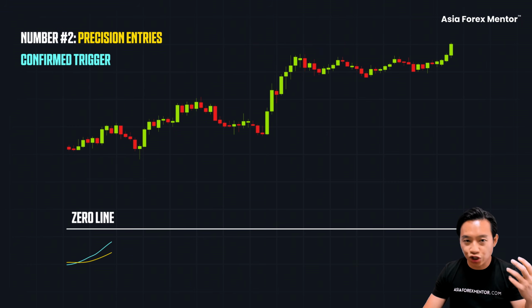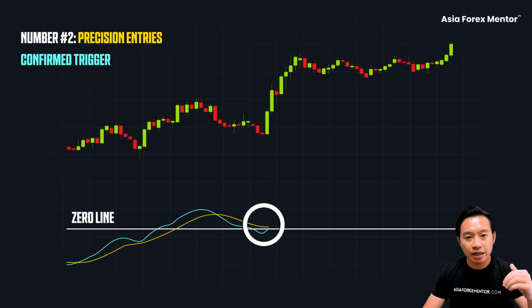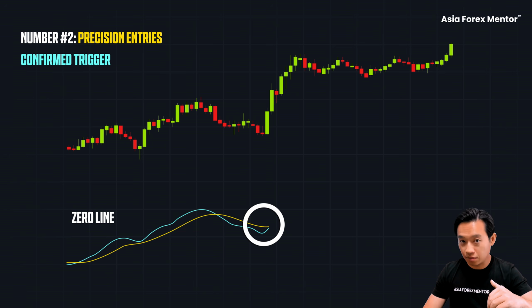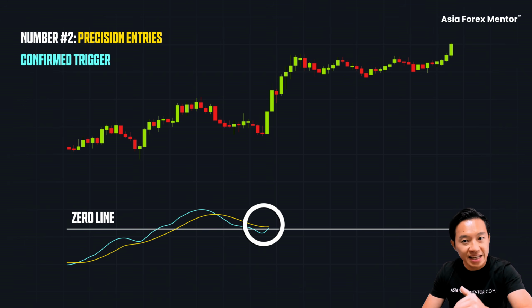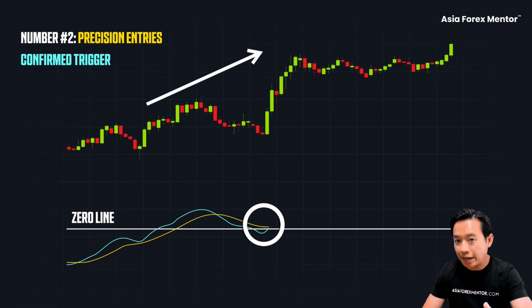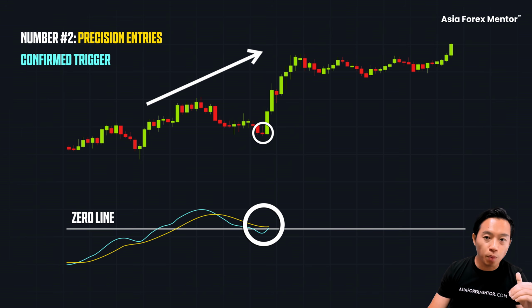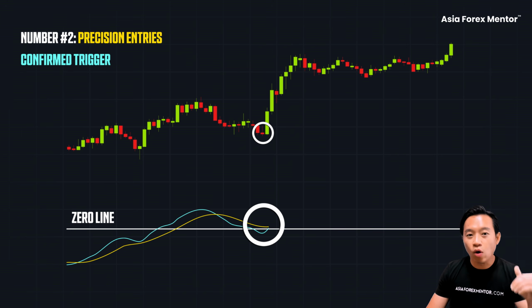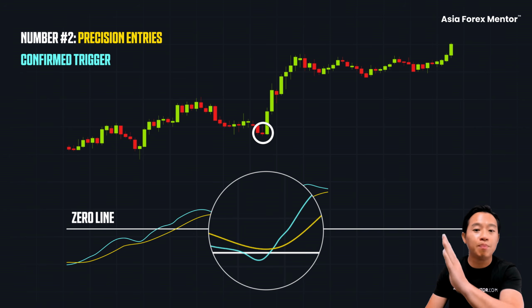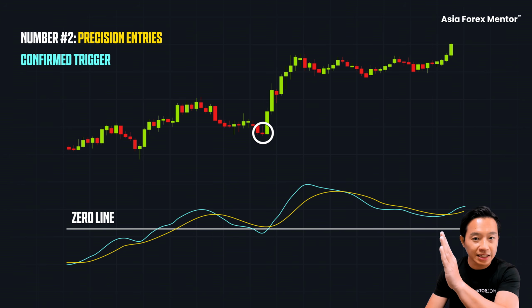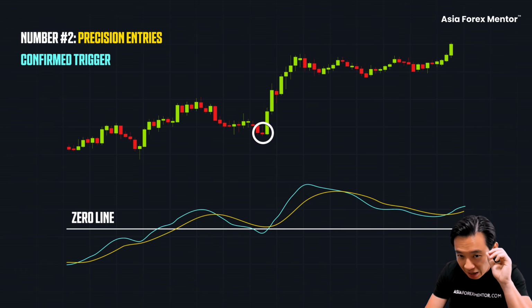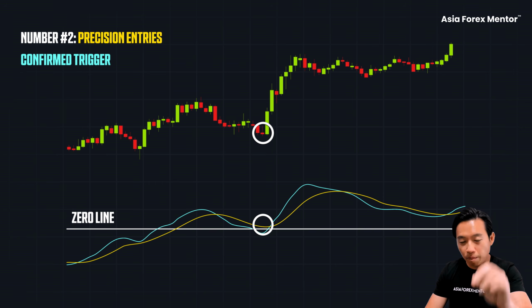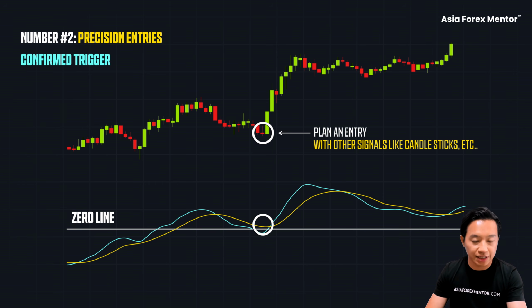Now, in a strong trend, the MACD often pulls back to the zero line. Take note: if it's an uptrend, that pullback can be a good buying spot. Once the MACD crosses back above the signal line, that is a perfect spot for you to plan an entry, obviously with other signals, right? Candlestick turns, etc.